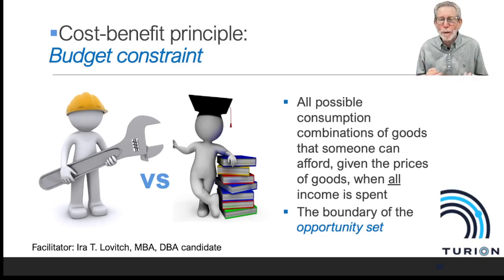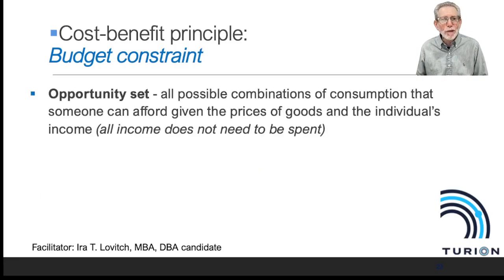Now, in this example, we only looked at two variables: education versus earnings, school versus work. But obviously, in anybody's life or in any company's series of choices, and certainly in a nation's set of choices, there are going to be quite a few different possibilities. And this budget constraint is going to be measured into something called the opportunity set.